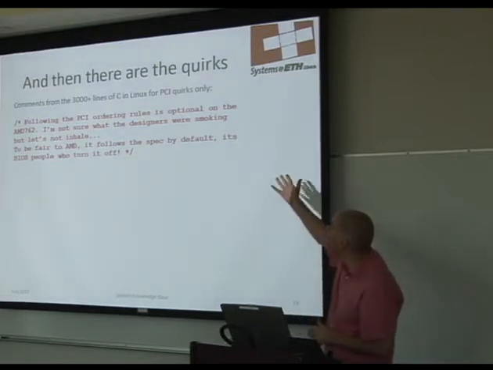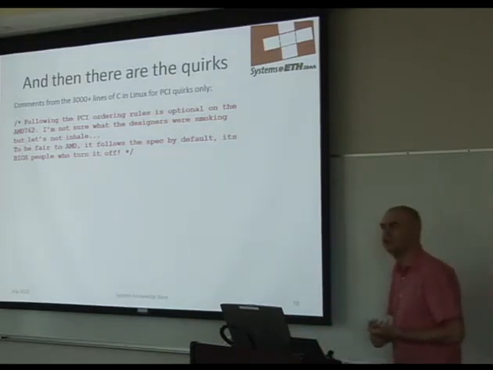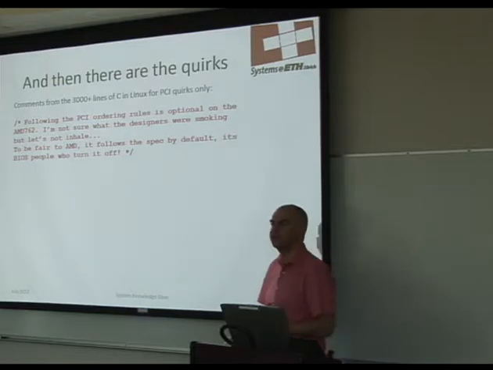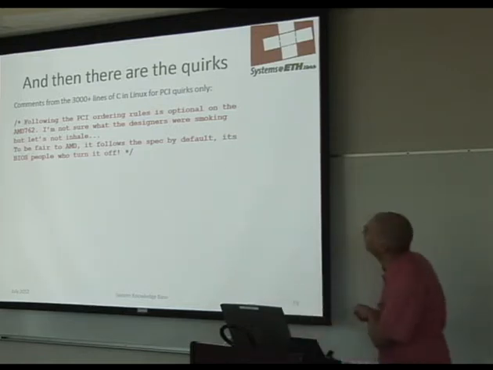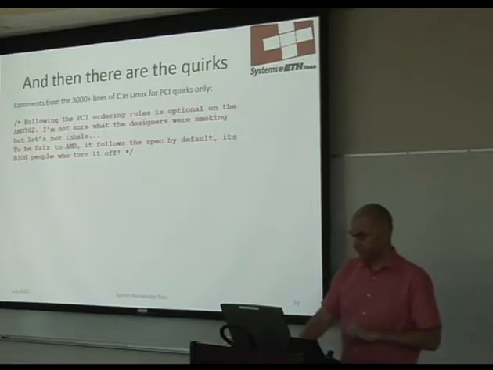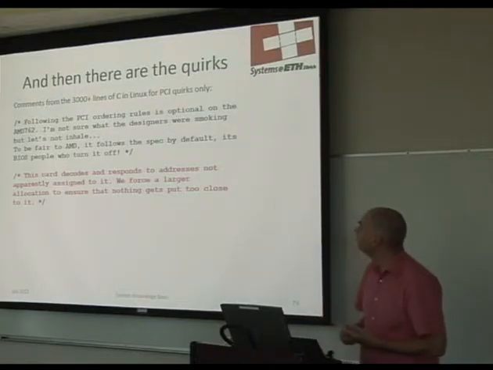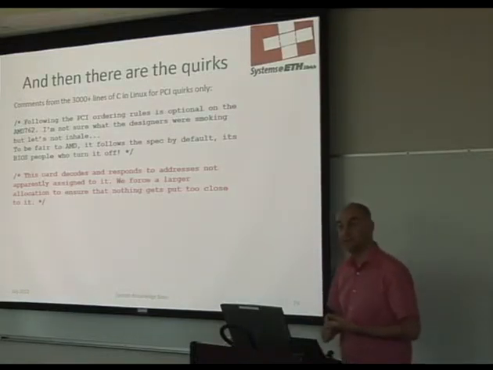Okay, so those are quirks. If you go off and look, there's more than 3,000 lines of C in Linux that actually details quirks, which are devices that don't quite do the right thing. And they have these wonderful comments associated with them, right? This one, for instance, really just gets the whole thing over zero. This card decodes a response to addresses not apparently assigned to it. That's useful.